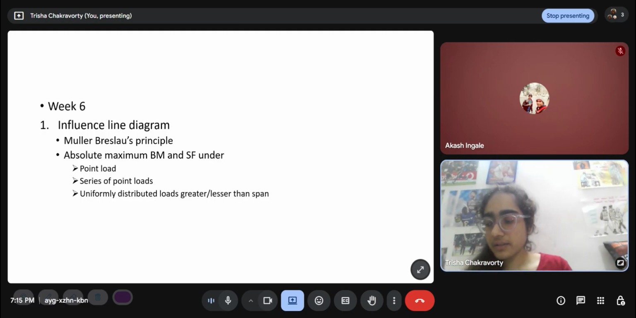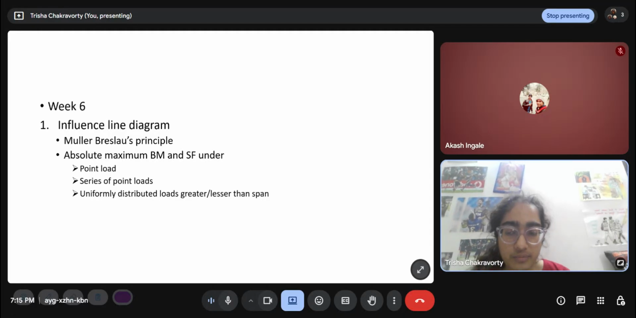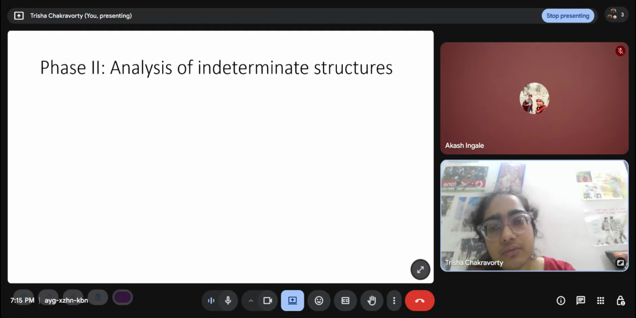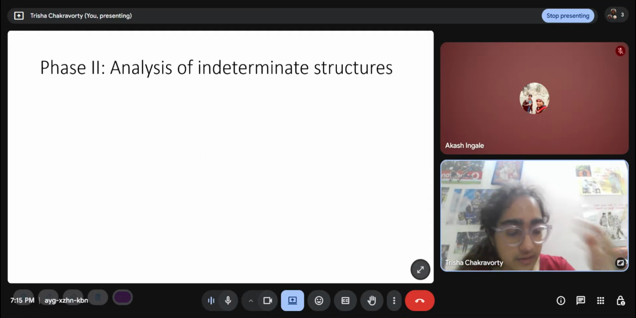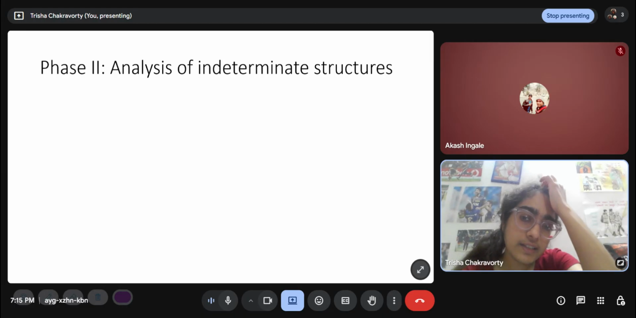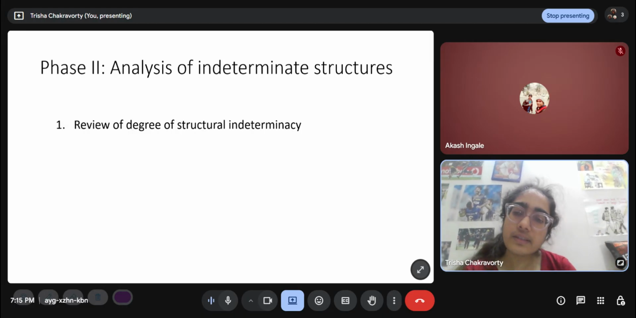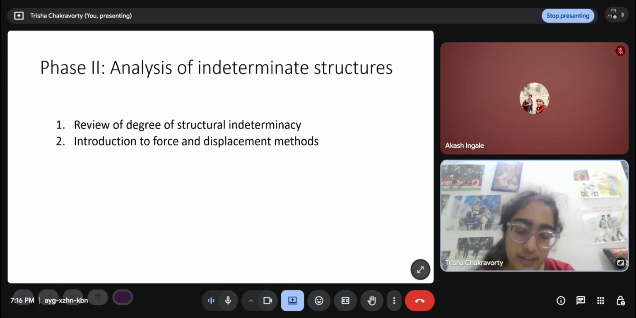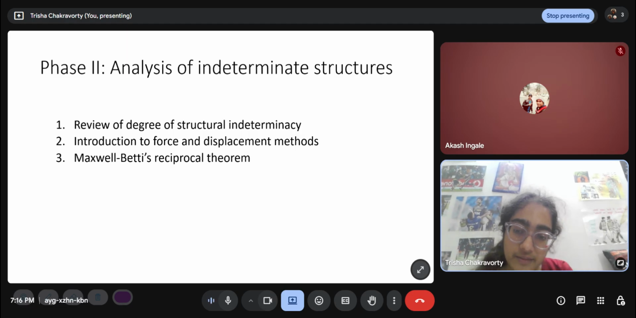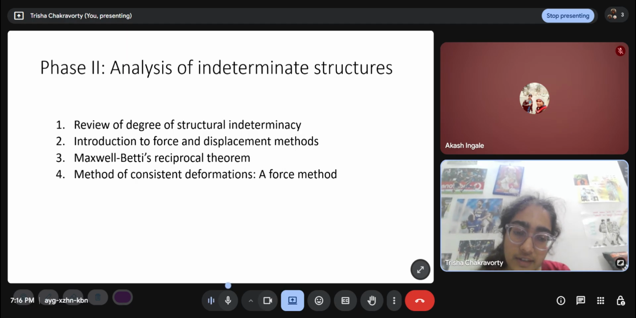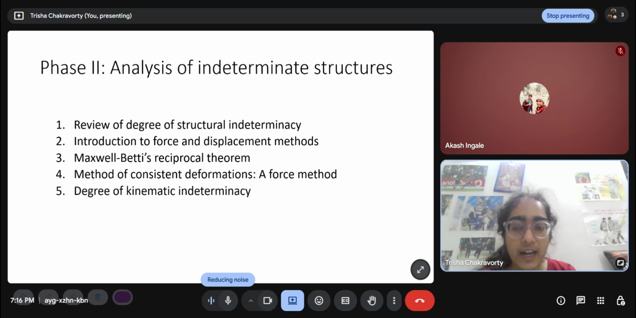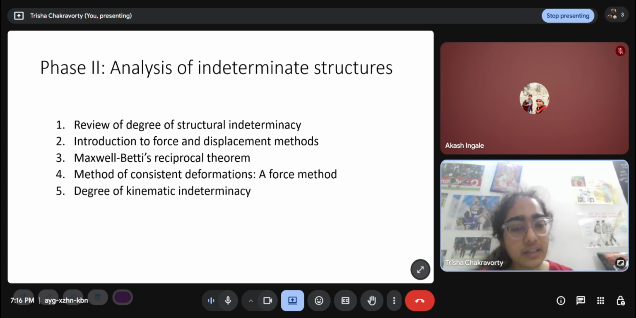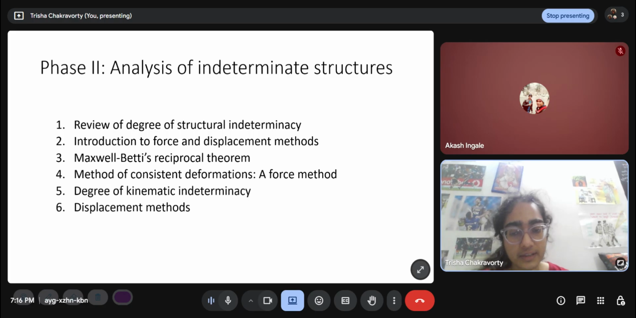And getting these values involves the principle of linear superposition. Then in phase 2, which we have been looking at in the past 3 weeks, analysis of indeterminate structures: review of structural indeterminacy. So far, we have only looked at static indeterminacy. Introduction to force and displacement methods, Maxwell-Betti's reciprocal theorem, method of consistent deformations, which is a force method, and today we'll look at degree of kinematic indeterminacy because we are moving forward to displacement methods.